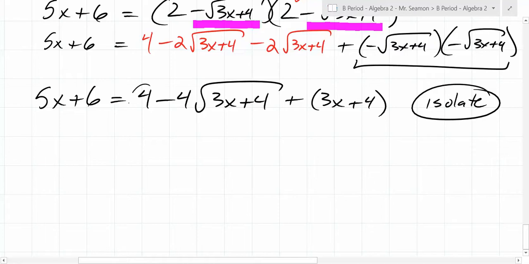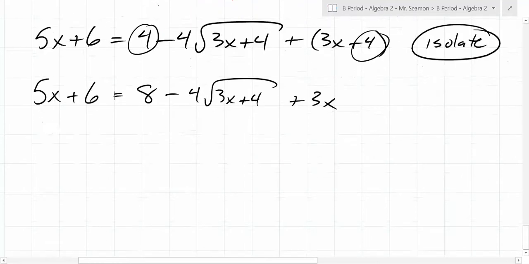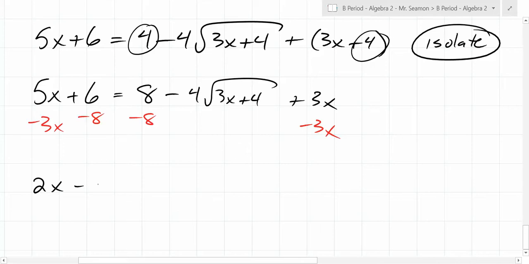What do you end up with? Well, you have 4 and 4. So that becomes what? What's 4 plus 4? 8 minus 4 root 3x plus 4 plus 3x. And you still have this on the other side. How many x's should I subtract from both sides? 3. Yeah, good answer. Very clear. So I subtract that. And how much? Let's subtract the 8. So what do I end up with? 2x minus 2 equals negative 4 root 3x plus 4.